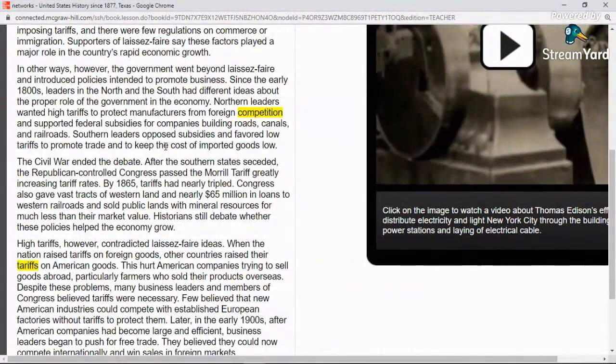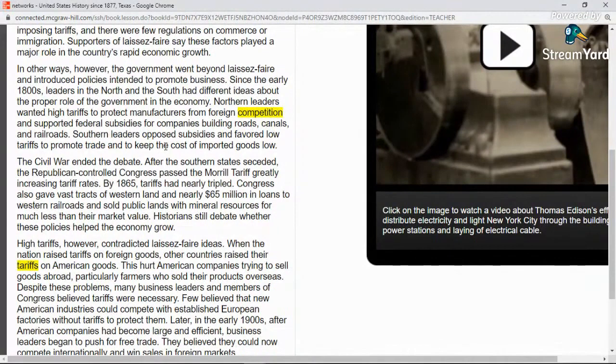So, how else did the government help promote business? Well, northern leaders wanted high tariffs to protect manufacturers from foreign competition and supported federal subsidies for companies building roads, canals, and railroads. Southern leaders opposed subsidies and favored low tariffs to promote trade. So here we have a little bit of debate, okay? This is before the Civil War.